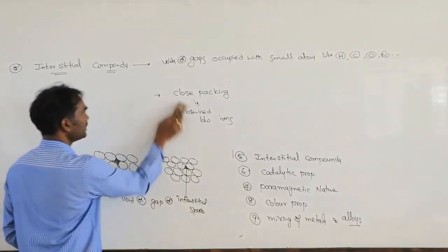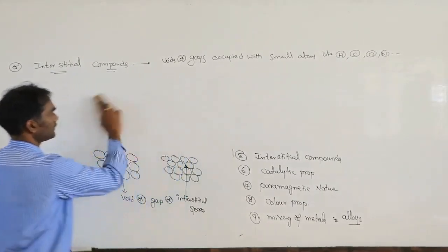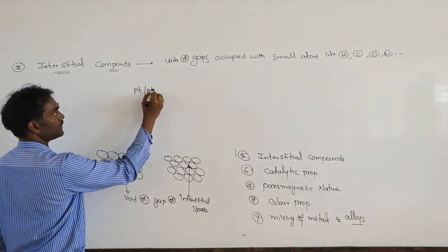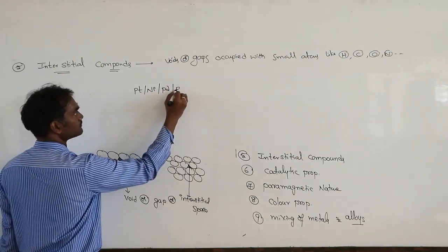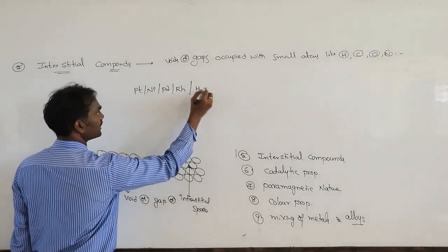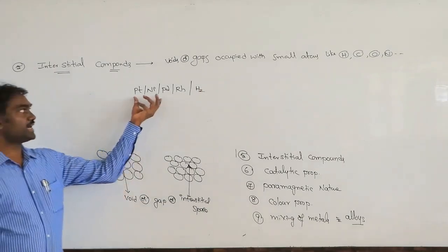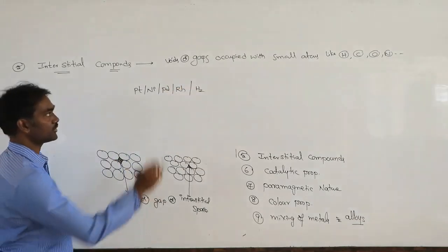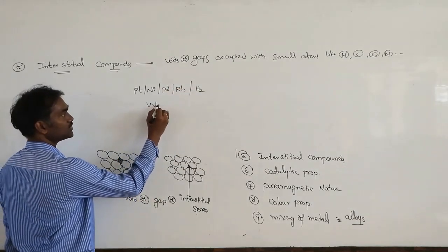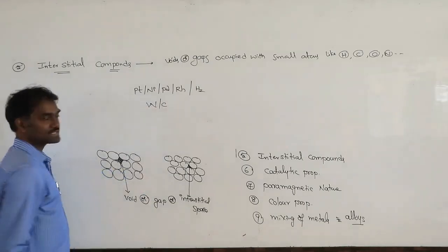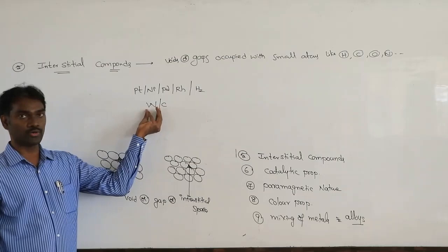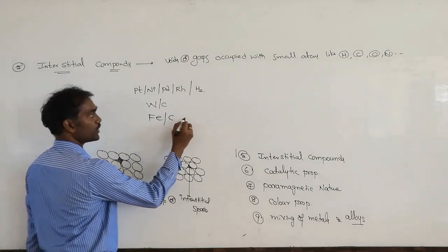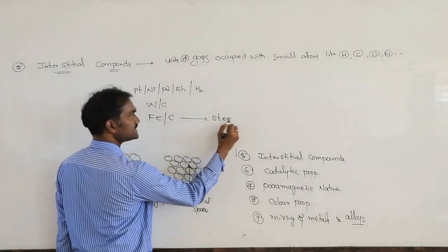If you see an example, platinum, nickel, palladium, rhodium are covered with hydrogen. In the gaps of platinum, nickel, palladium, the hydrogen is fixed. That is an interstitial compound. Next, tungsten. Tungsten gaps are occupied with carbon powder. Next, iron. Iron gaps are occupied with carbon powder. This is what you call steel.